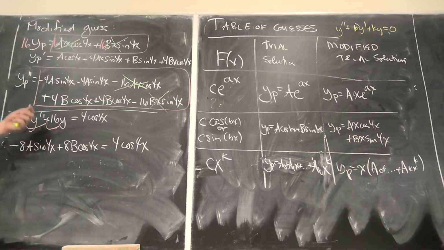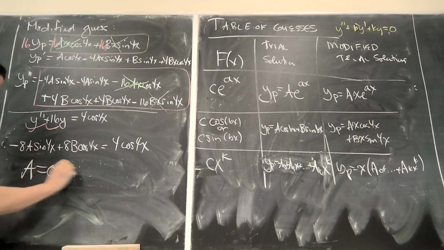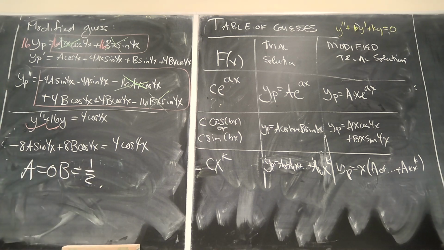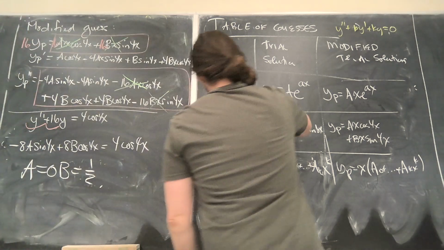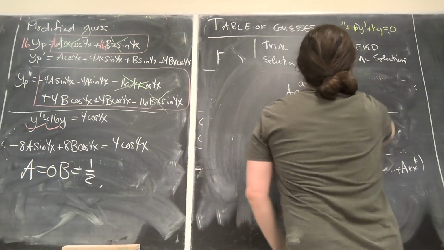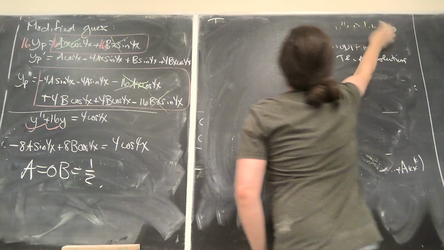So after I've simplified by pulling these terms together, I can determine the coefficients now. What's a? 0. What's b? Half. So I know the answer. I've started with a modified guess, I've extracted the coefficients, I've got a solvable equation. And the result is the following.